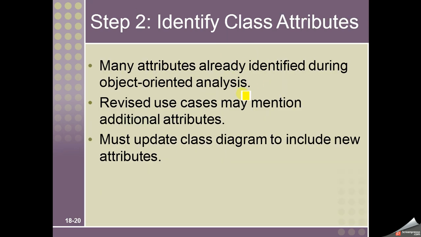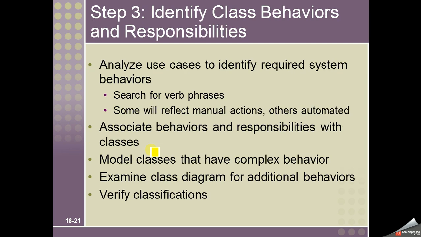Step 2, identify class attributes. So as I said before, most of the attributes are already defined during the analysis phase. Revised use cases may mention additional attributes. Sometimes when you are designing the system, you identify that some things you have missed in the analysis phase, so you can revise them. And the important thing is to update the class diagram also to include these new attributes. It's very important to put all these attributes in the class diagram as well.